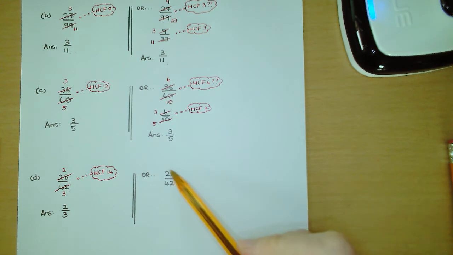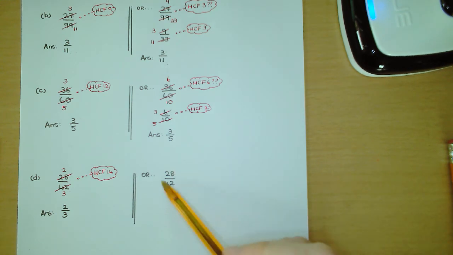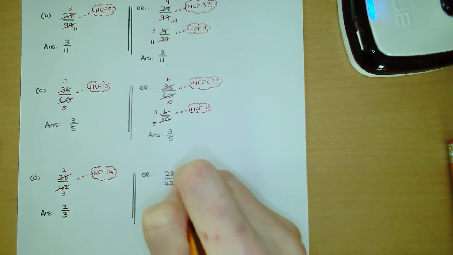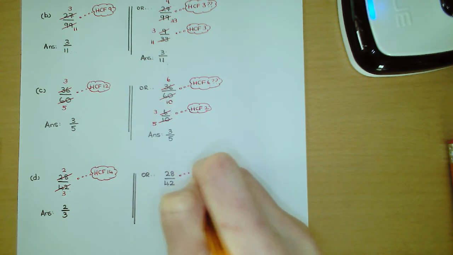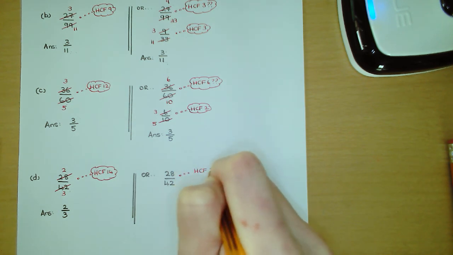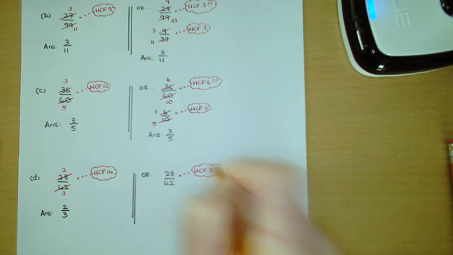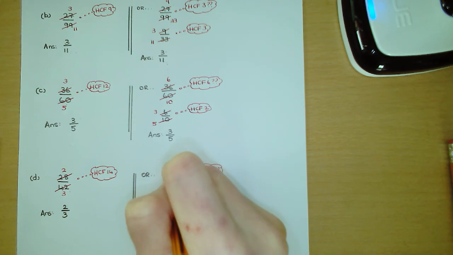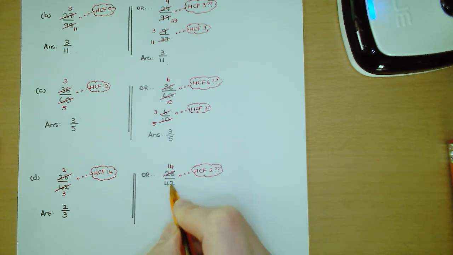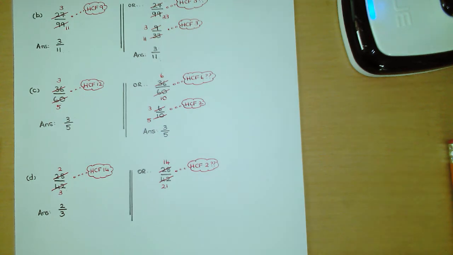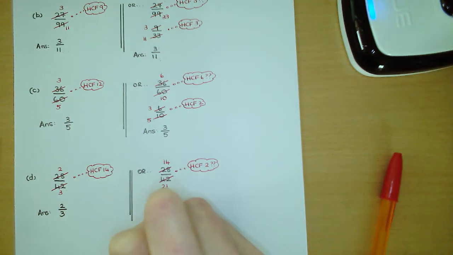Now, a lot of people, it wouldn't be obvious to them that 14 goes into 42. So instinctively, a lot of people would be quite right to say, well, hold on, they're both even numbers. 2 goes into both of those. Is the highest common factor 2? So let's divide both by 2. Divide 28 by 2, we're going to get 14. Divide 42 by 2, we're going to get 21. So at the minute, we've got 14 over 21.